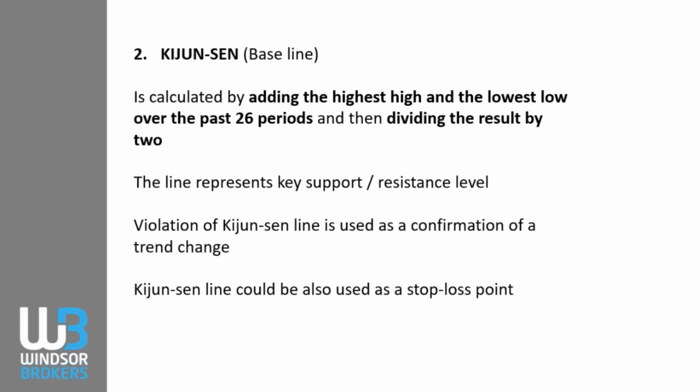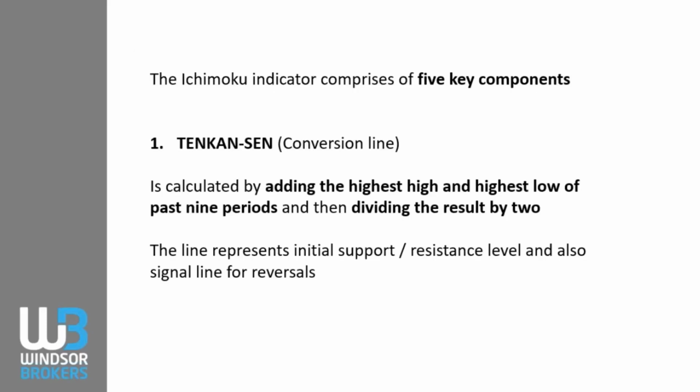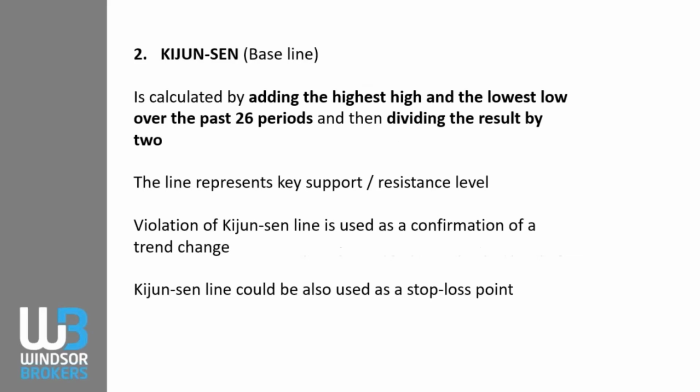Next line is the Kijun-sen, or baseline. This is a slower type of moving average, and it's calculated by adding the highest high and the highest low over the past 26 periods, and then the result that we get, we divide by 2. So the Tenkan-sen is based on 9 periods, while Kijun-sen is based on 26 periods. So this is the difference.